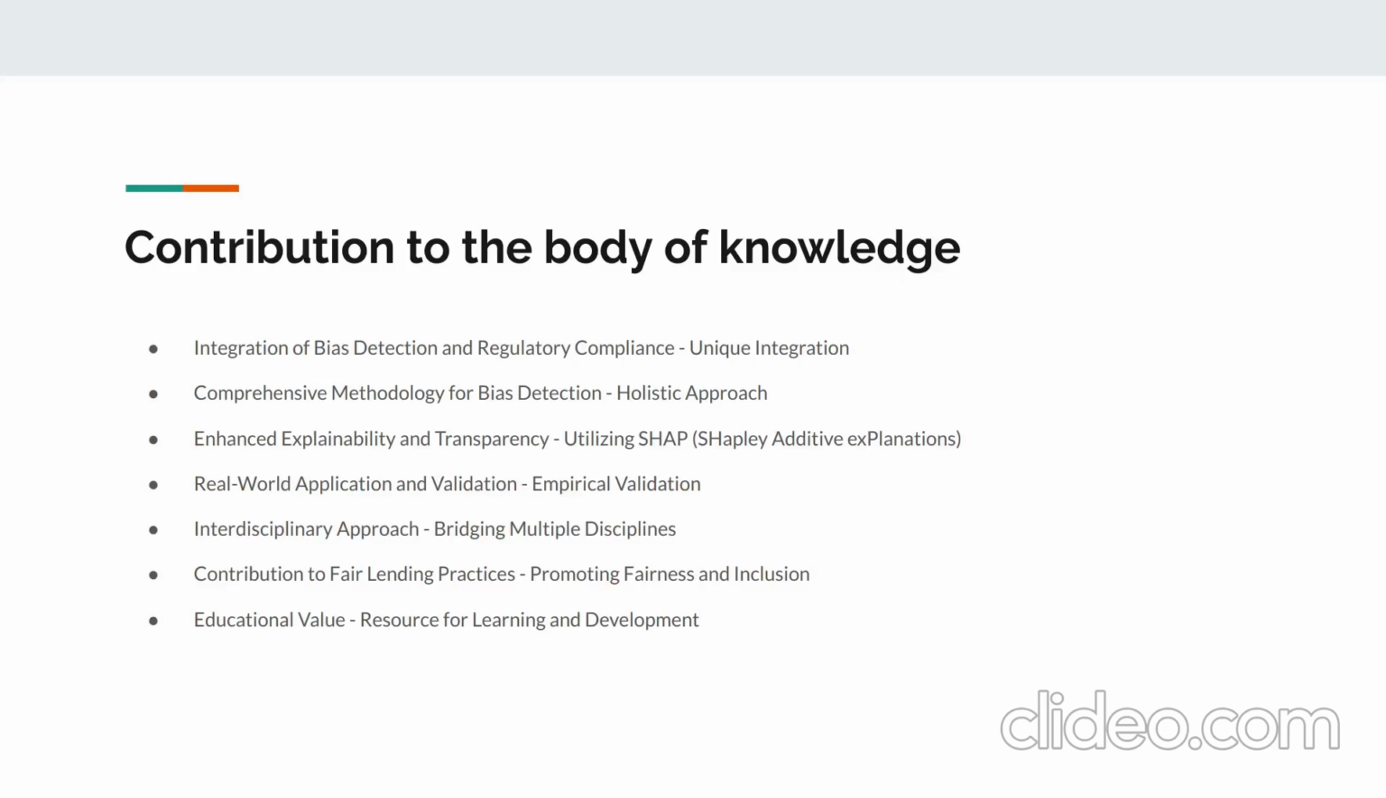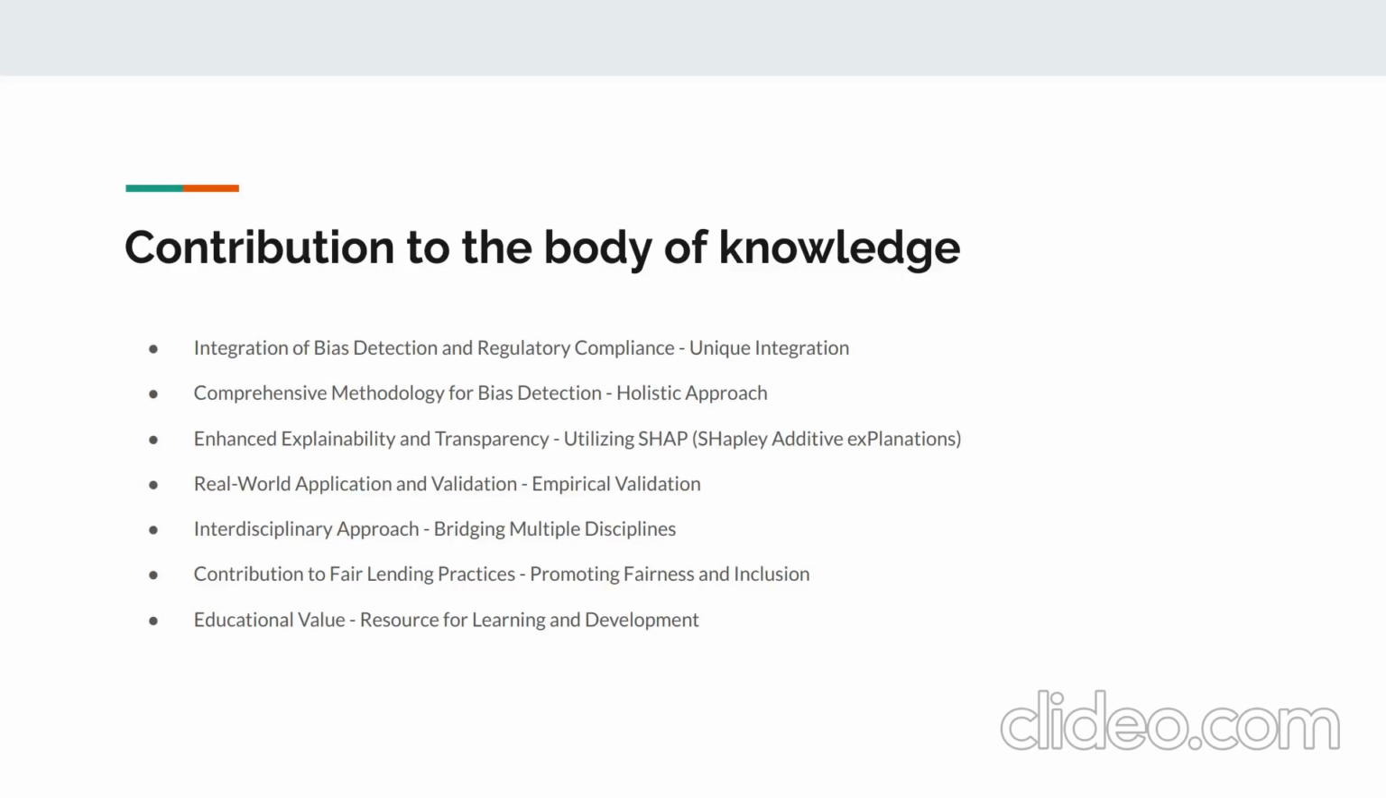Second, comprehensive methodology for bias detection, holistic approach. The tool adopts a comprehensive methodology that addresses the multi-phase nature of bias in AI-driven loan approval systems. It includes pre-processing, in-processing, and post-processing techniques to identify and mitigate bias, ensuring a thorough examination and correction at various stages of the AI model lifecycle.